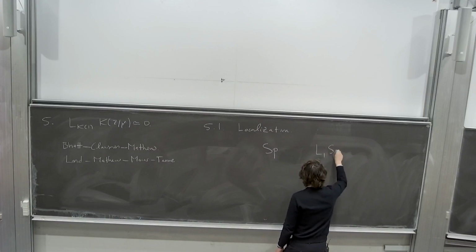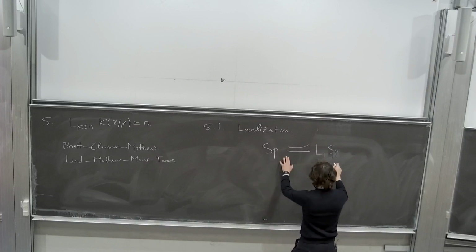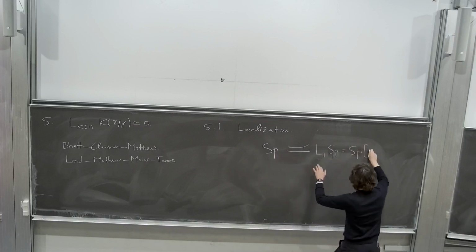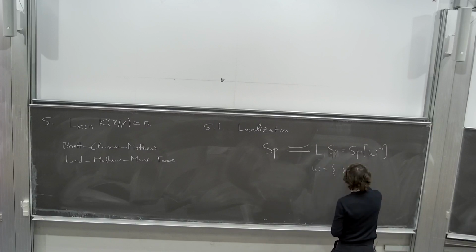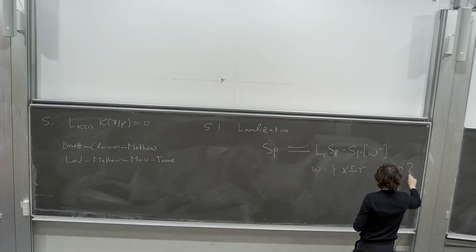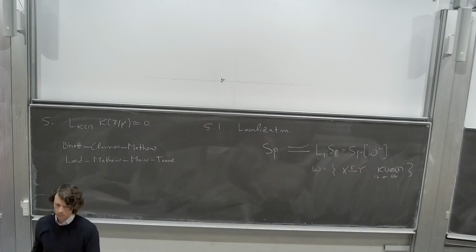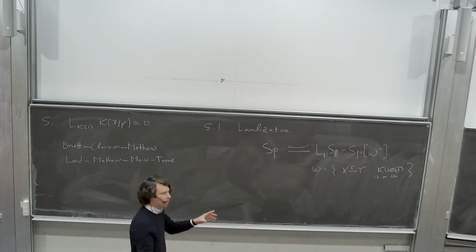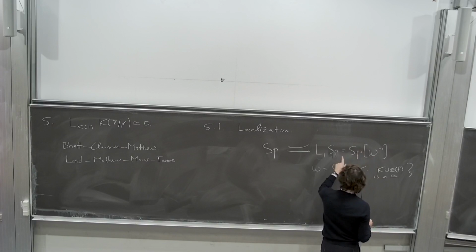L1 spectra, so there's a localization functor. So this is spectra where I invert the following weak equivalences. This is maps of spectra X to Y such that KU tensor F is an equivalence. Okay, we're localizing at the KU homology equivalences. Okay, that's some set of maps, and we can invert them. Okay, and so that's what this category is.